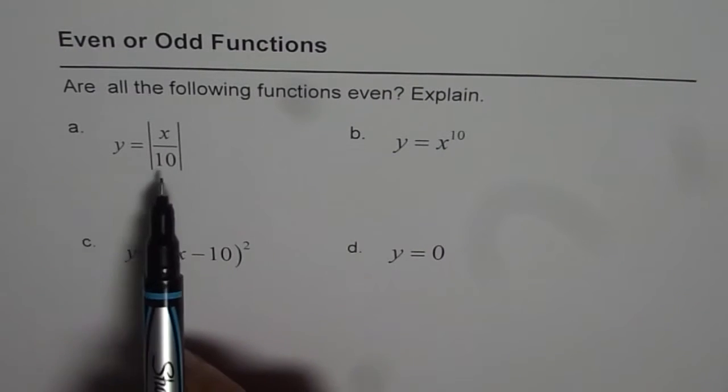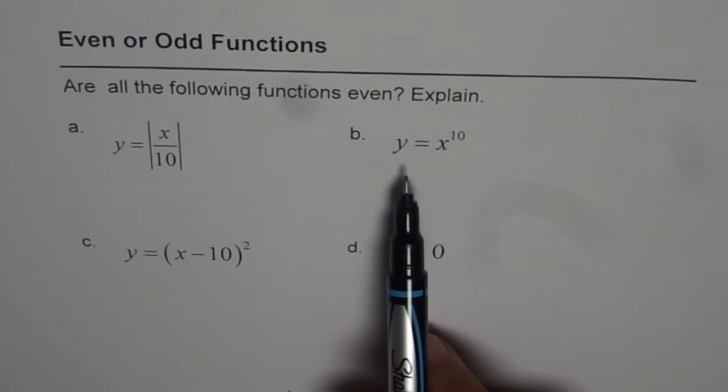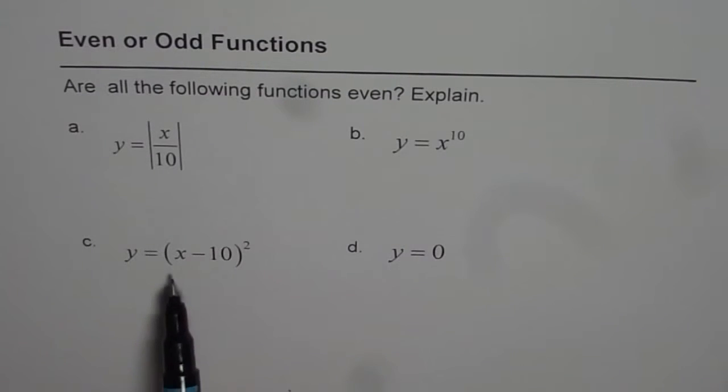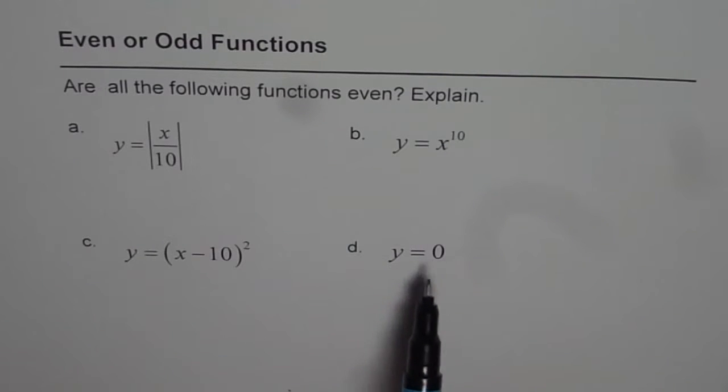The first one is an absolute function, y equals absolute value of x over 10. Second is y equals x to the power of 10. Third one is y equals (x minus 10) whole square. And the last one is y equals 0. I'd like you to pause the video, answer the question, and then look into my suggestion.